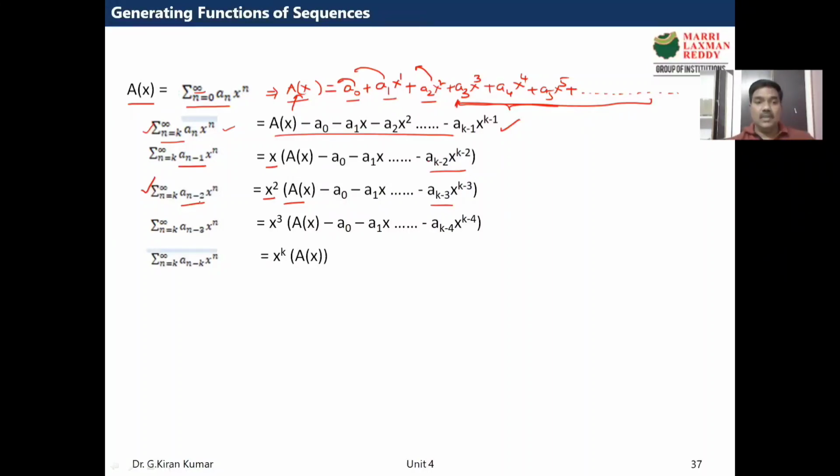Then if it is a of n minus 3, you will have x cube, then A of x with terms removed up to k minus 4, and so on and so on. The sum from n equal to k to infinity of a of n minus k x power n, in that case, the formula is x power k into A of x.